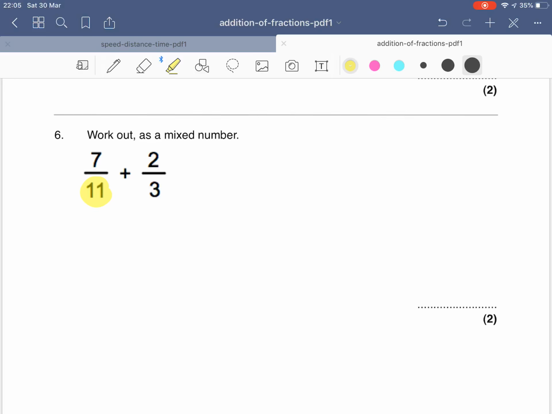Next one, we think of our 11 times table. Think of your 3 times table. What number is in the 11 and the 3 times table? It's going to be 33.